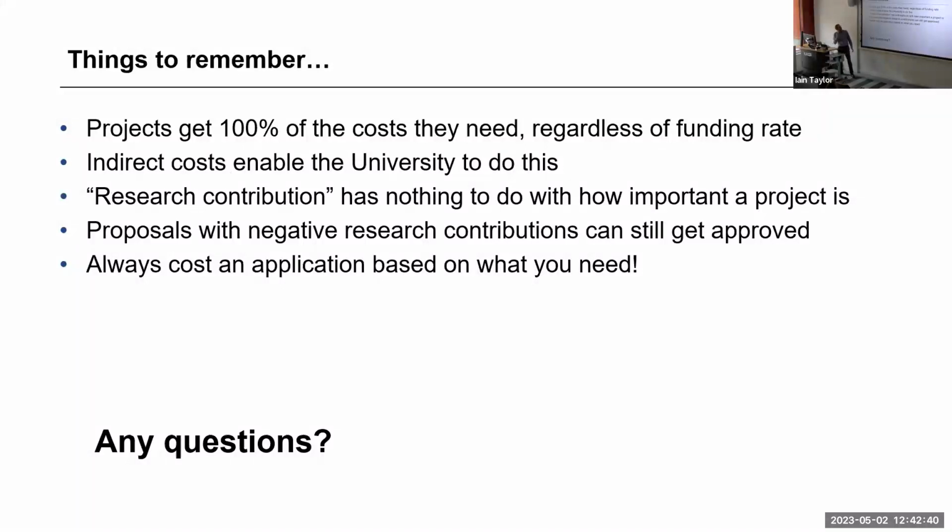So, last slide, and thanks for bearing with me. Key things to remember, and this is a really key thing, I get asked a lot about it: the projects get 100% of the cost they need. If you are successful with an award, you don't have to worry about whatever the financing rate of that fund is. You get 100% of the direct costs that you need to do the project. But it is the indirect costs and the FEC approach that enables the university to do this. If they weren't getting indirect costs and there wasn't a system for this, they wouldn't be able to give us all the direct costs we need to complete projects.